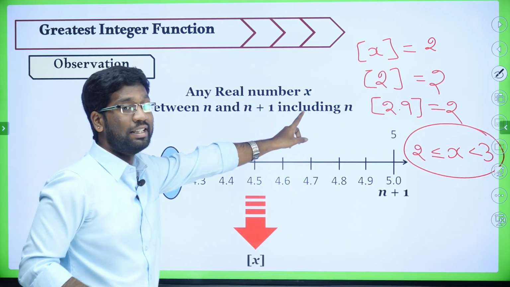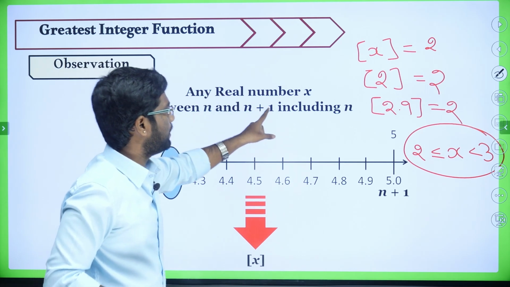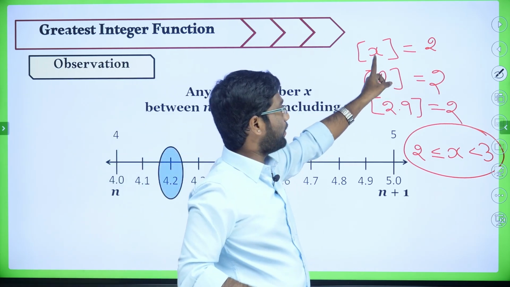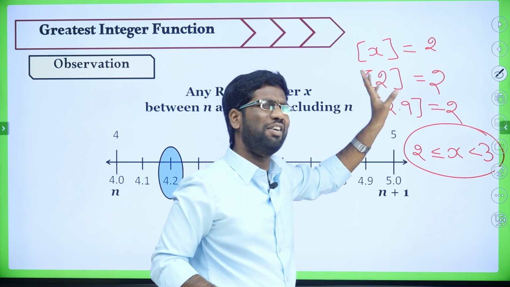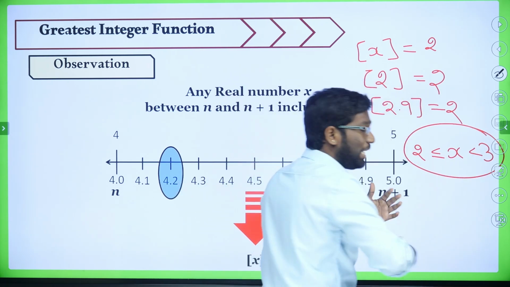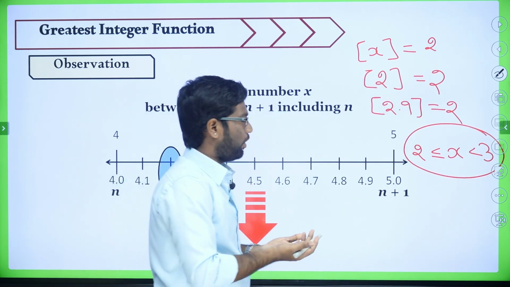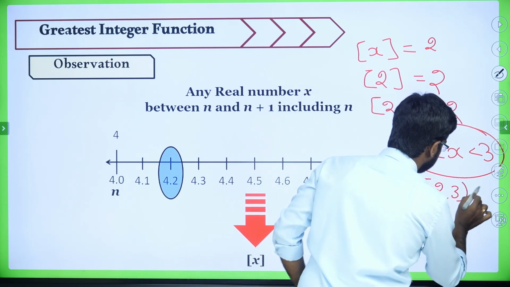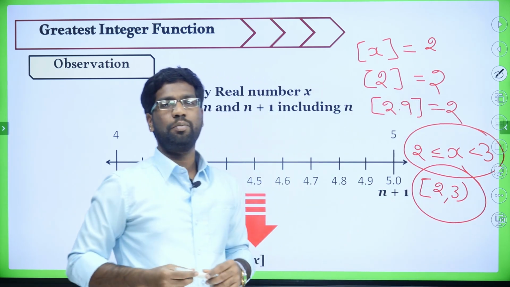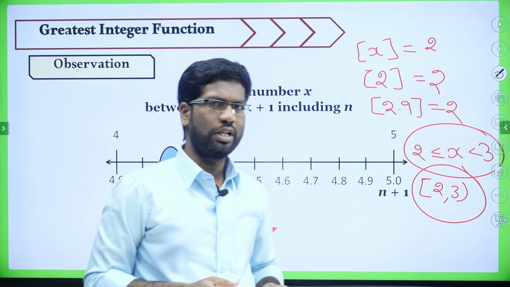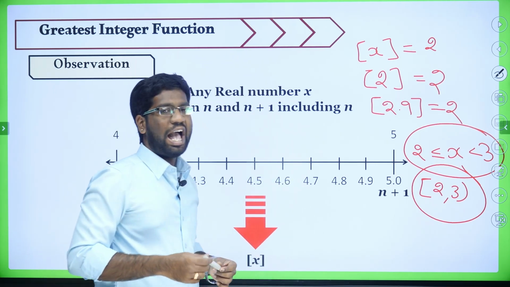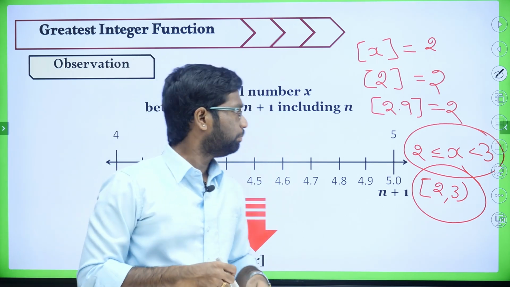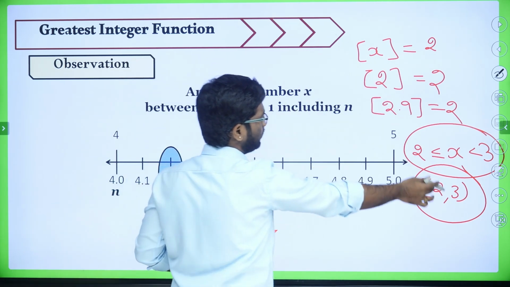Any real number x between n and n plus 1, including n. We have to take the 2 as well, my dear students, because that also gives me the value. So if I convert this into interval form, it is a square bracket at 2 and an open bracket at 3, open interval, my dear students. I hope you understood it well. If you haven't understood, please ask me in the comment box. I'll explain to you. Okay.